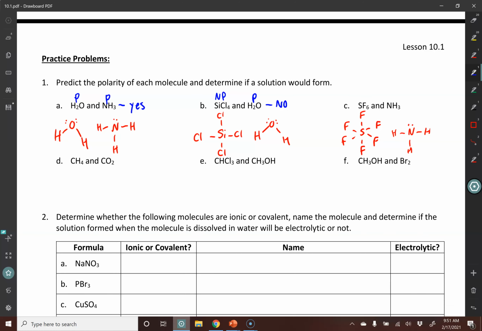Sulfur hexafluoride and ammonia. I know ammonia is polar. Sulfur hexafluoride, I see high degrees of symmetry, no unshared pairs, probably nonpolar. So again, I should not see a solution form in this case. You have to have the same polarities in order to get a solution to form. Hopefully, this helped you review polarity, maybe drawing some Lewis structures, and you're getting the hang of it. Let's get back to the notes.